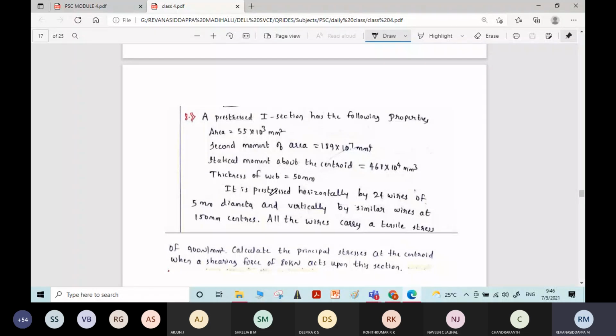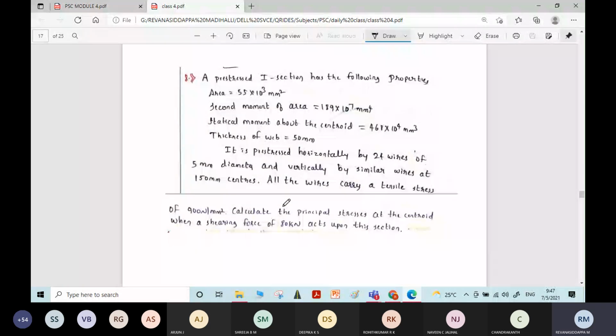And it is said that it is pre-stressed horizontally by 24 wires of 5 mm diameter and vertically by similar wires at 150 mm centers. Okay, here pre-stressing is given in both horizontal direction and vertical direction. In the horizontal direction there are 24 wires of 5 mm diameter. And in vertical direction the same diameter bars are spaced all along the length of the beam at 150 mm center to center.